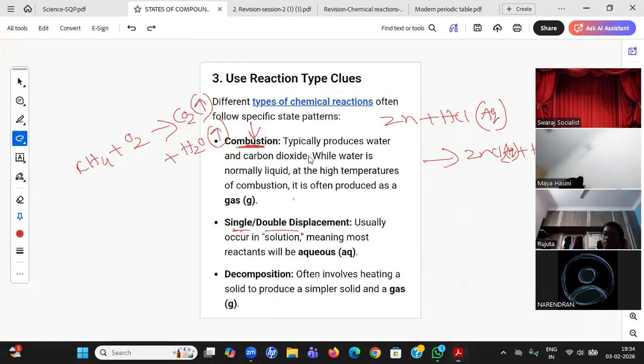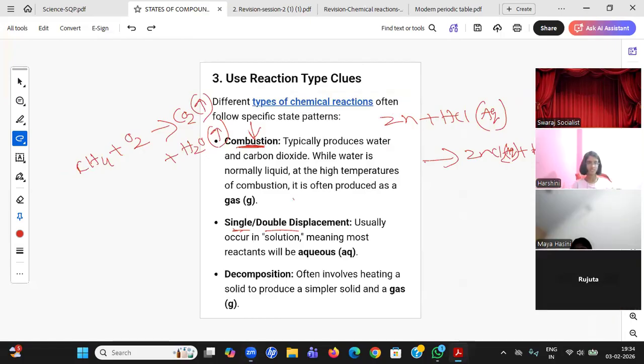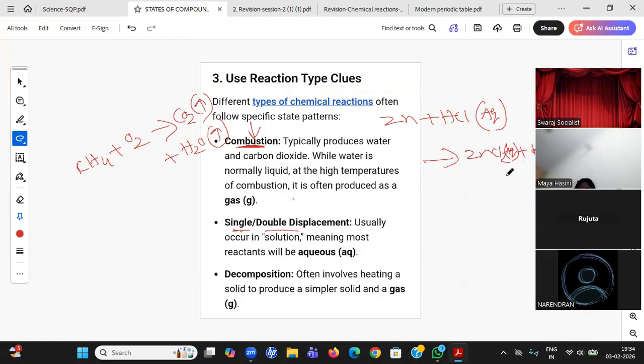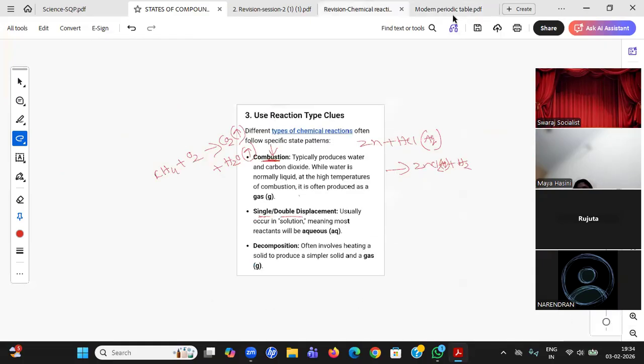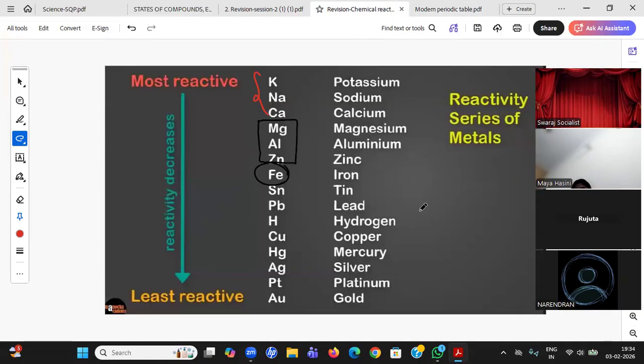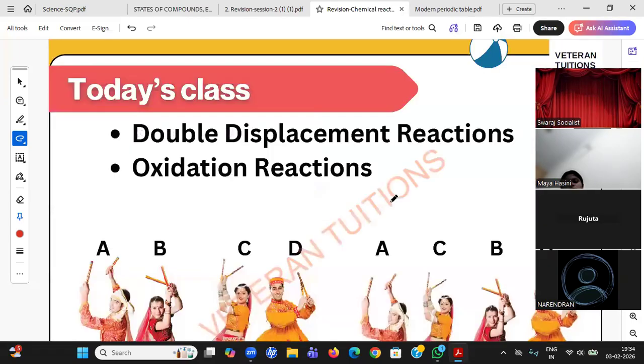Yes, somebody is asking. Yes, Harshini? Sir, but in double displacement there is also a precipitate, right? Yeah, I'm coming to that point. So for the precipitate, what will you show, students? Let me take one double displacement example.